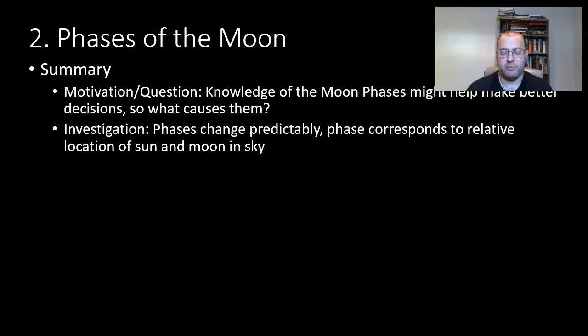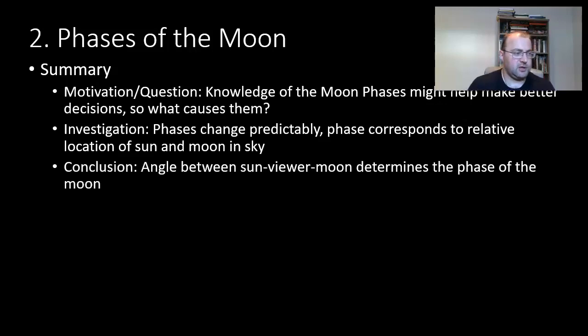in the sky. So basically, the idea is that the closer the sun and the moon are to one another, the smaller the moon phase will be. So the closer it will be to new. And when the sun and the moon are in the same approximate location, that is when you have a new moon. When they're on opposite sides of the sky, that's when you have a full moon.